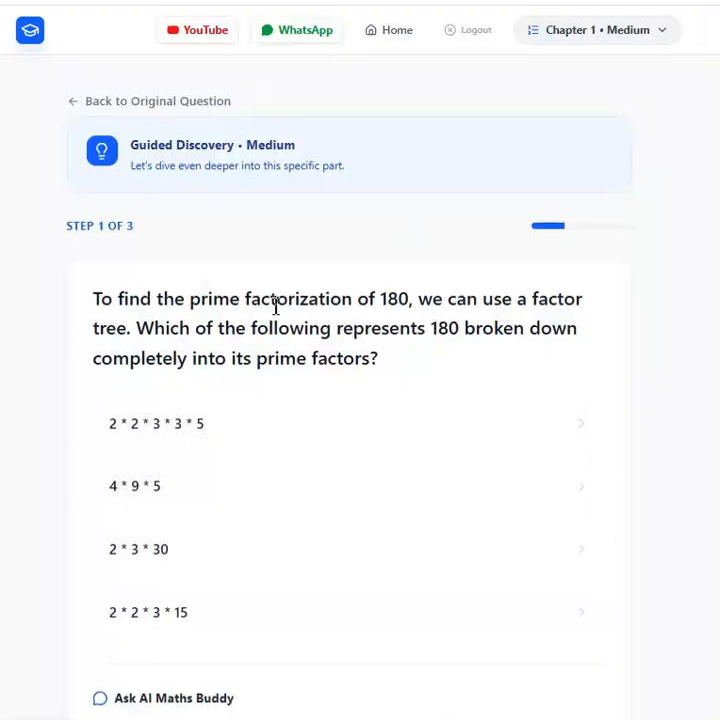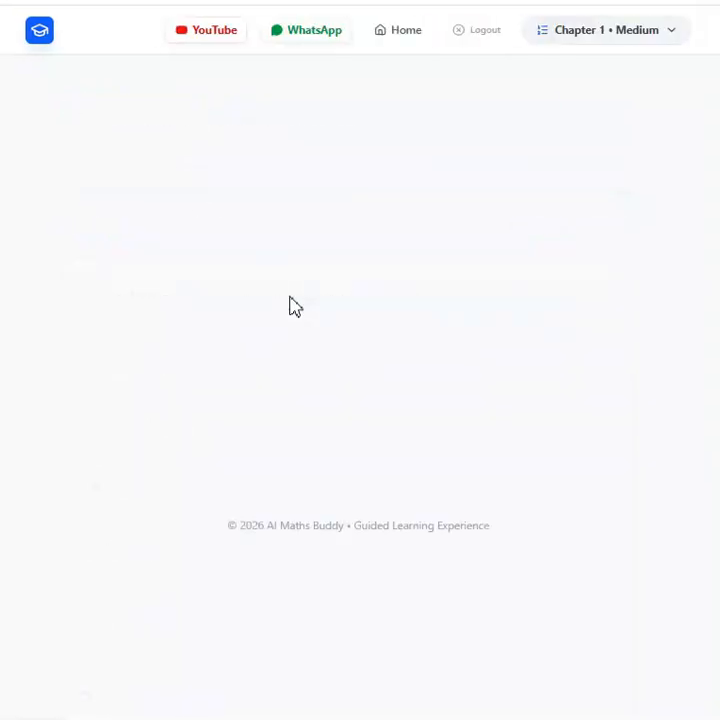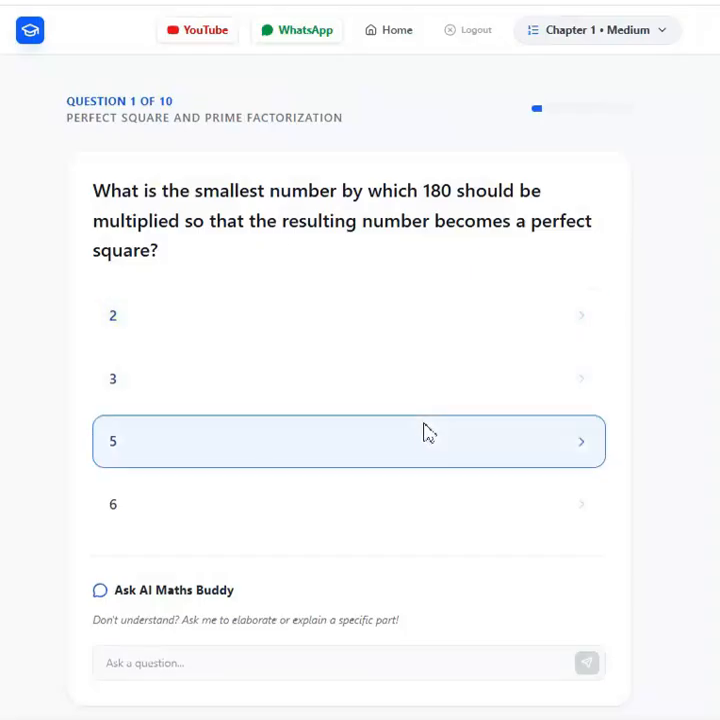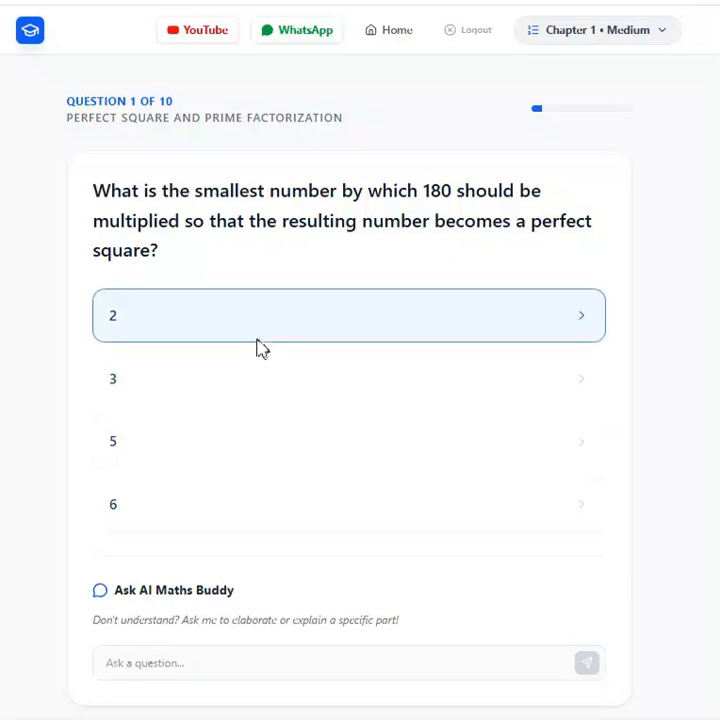So you can see, to find the prime factorization of 180, we can use a factor tree. Which of the following represents 180 broken down completely into its prime factors? So here it will start showing you what prime factorization is and start helping you. So let me go back to the original question. So this was our question. So let's say we have understood what prime factorization is.